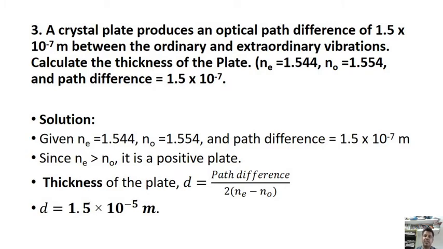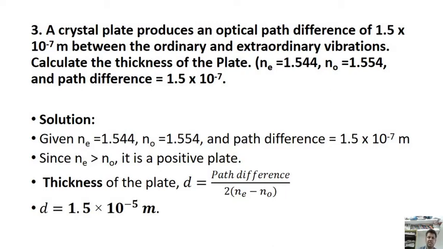Now the thickness of the plate d is equal to path difference, whose value is 1.5 into 10 to the power of minus 7, divided by the difference of the refractive indices, 1.554 minus 1.544, to get the thickness as 1.5 into 10 to the power of minus 5. So this is the way here we are going to calculate the thickness of a plate if the crystal is producing an optical path difference of these values between ordinary and extraordinary vibrations. Okay.